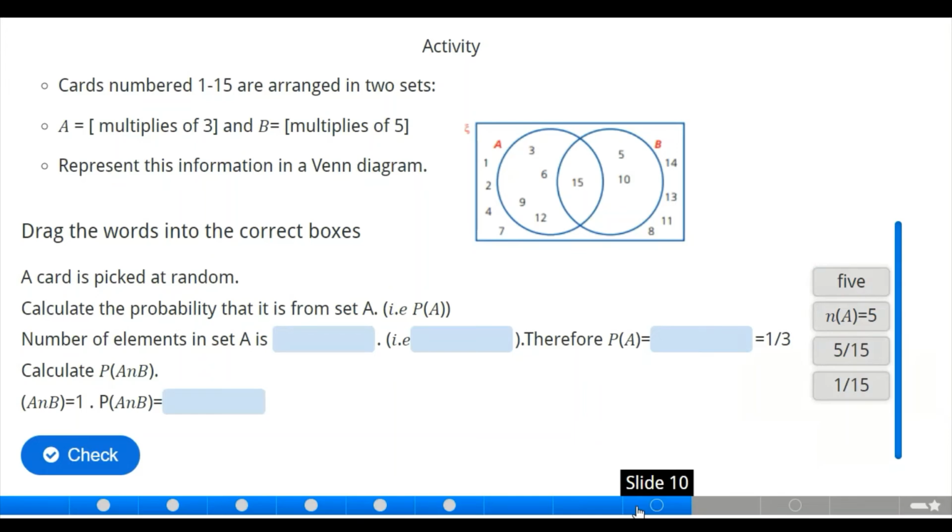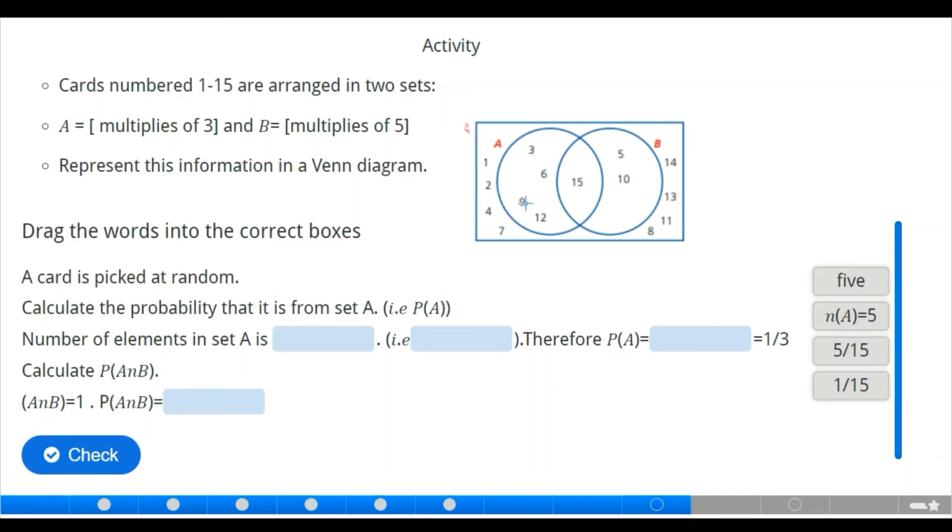We have cards that are being arranged from 1 to 15 inside 2 given sets. The very first set is set A, and the second set is set B. If you look at this, set A, we said, is multiples of 3, and set B is multiples of 5. Anything that is not a multiple of 3 must not be in set A, and anything that is not a multiple of 5 must not be in set B.